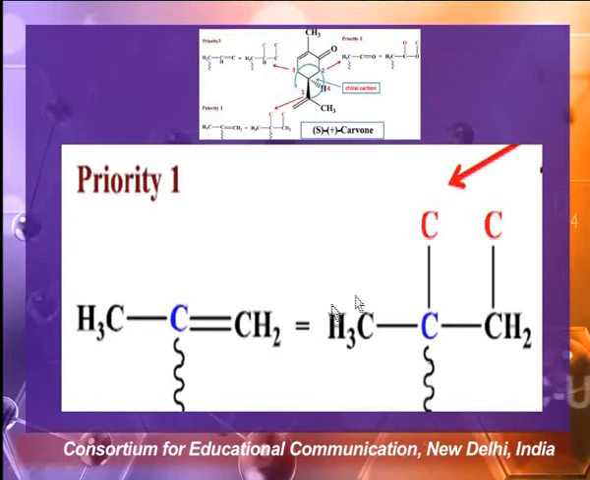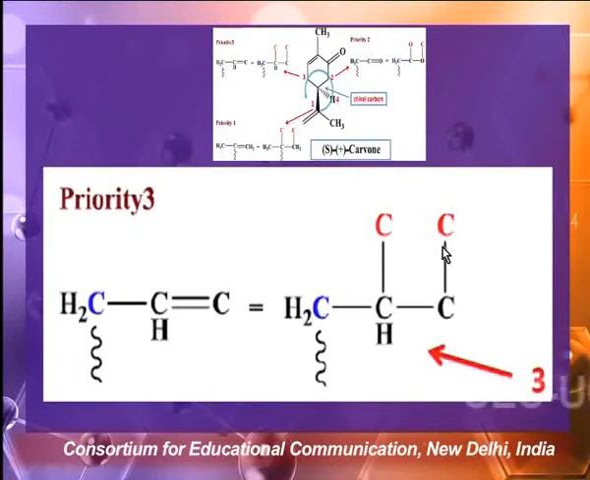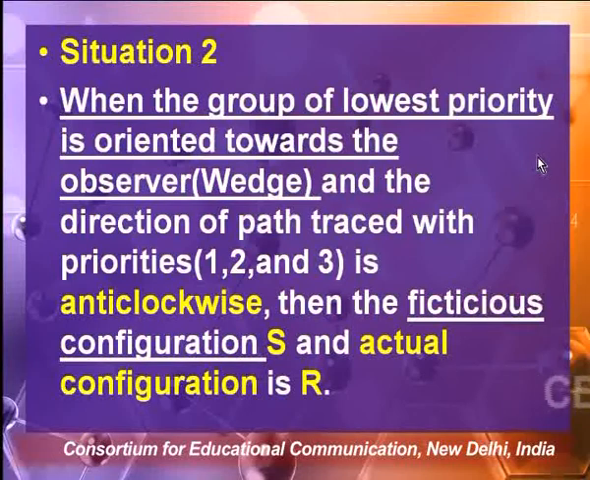That is the group which is having first priority. Then we have elaborated the group which is having second priority, because here we break the double bond and we imagine that this C is attached to 2 oxygens, and similarly this oxygen is attached to 2 carbons. So this is given priority 2, and on similar basis this group, that is CH2 CH double bond C, is given priority 3.